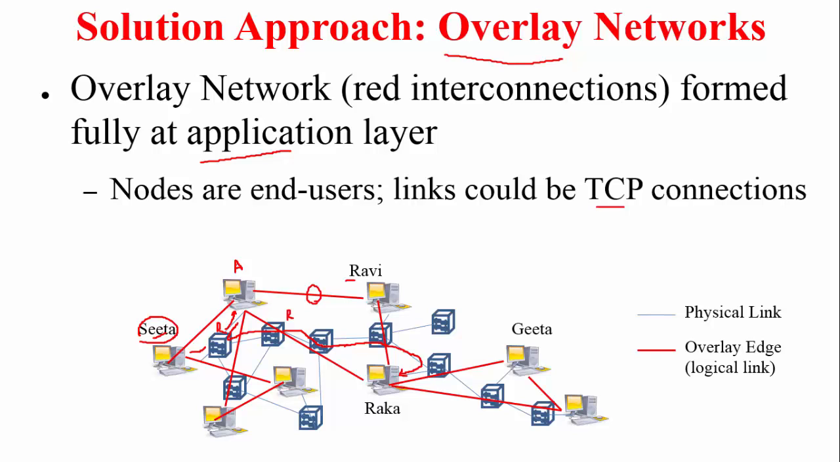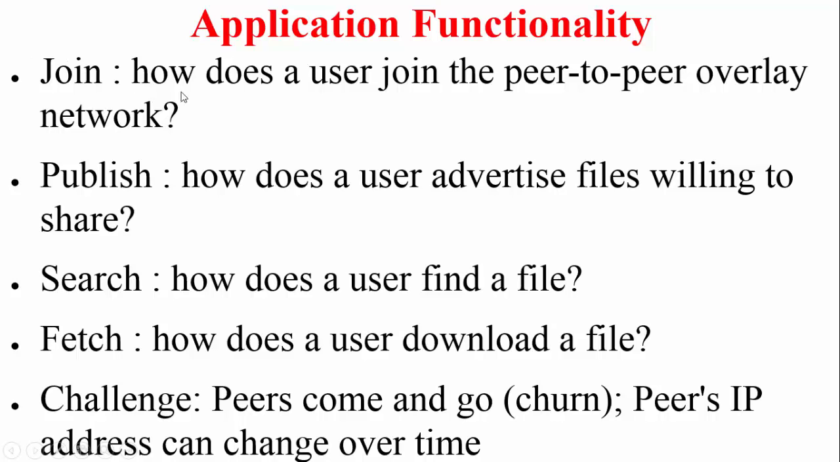So there is some functionality every peer-to-peer application needs to implement. So this is join. For example, how does a user join the peer-to-peer overlay network? How does a user advertise files that he is willing to share? This is called publish. Now, how does a user find a file? This functionality is search. And how does a user download a file? That functionality is fetch. For the peer-to-peer applications we are going to see in the future, we will understand how these applications are implemented specific to these primitives that I am mentioning here.